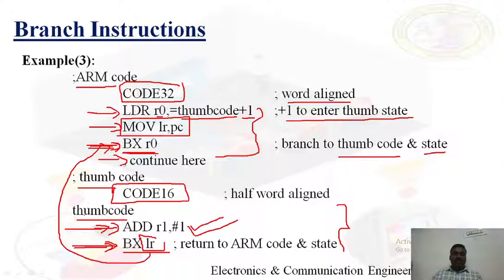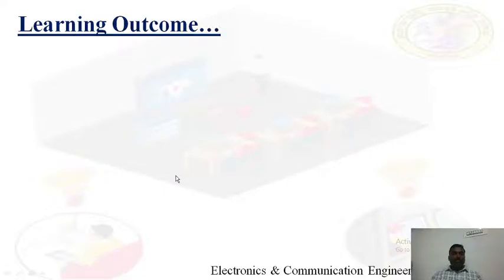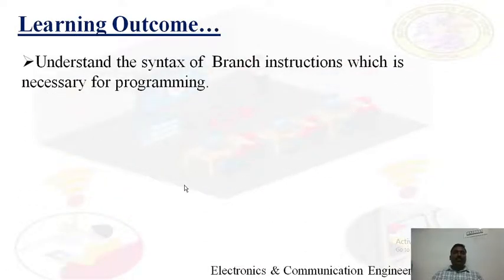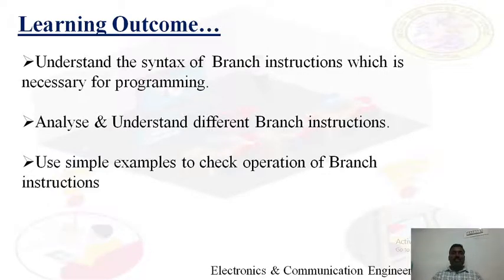And if you have written a BX instruction in Thumb code, how is it changed to ARM state? Okay, so from this we have understood the syntax of different branch instructions, because it's necessary for programming. We have also learnt different kinds of branch instructions, and we have used some examples of how the branch instructions operate.